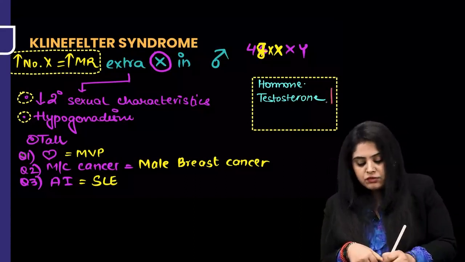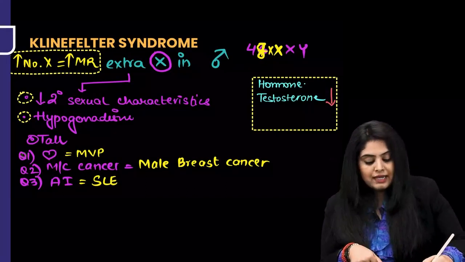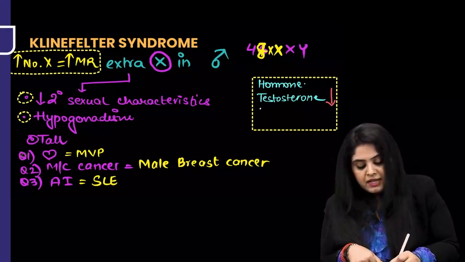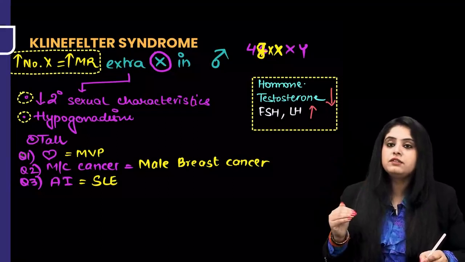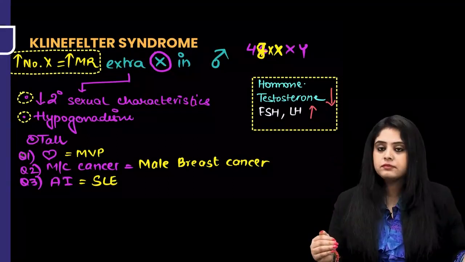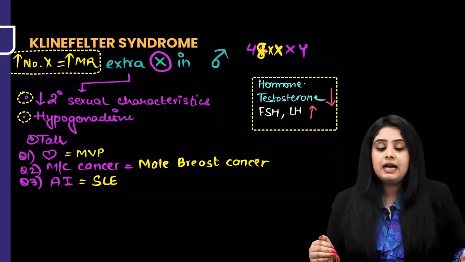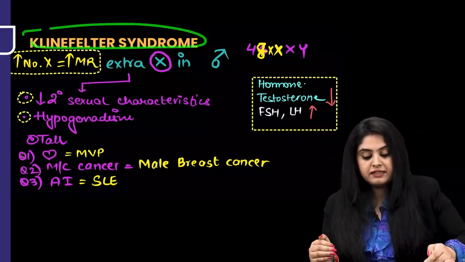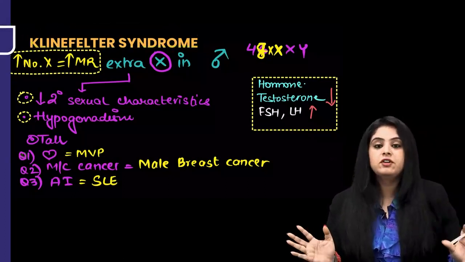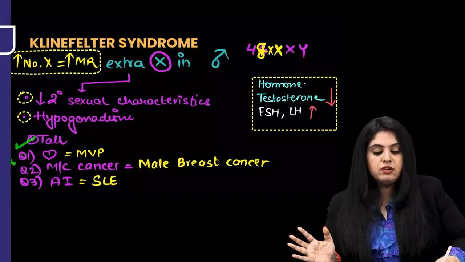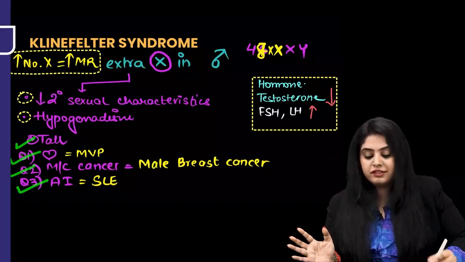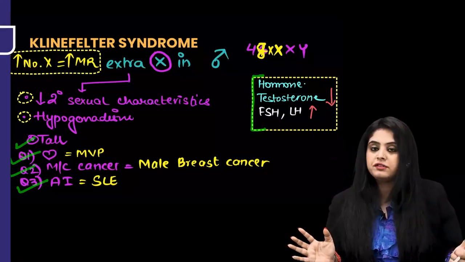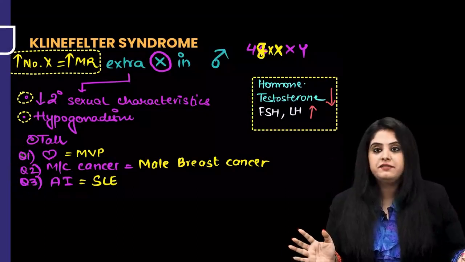So ultimately the testosterone levels shall fall down. And as a feedback, what will increase? Tell me. As a feedback, FSH and LH shall increase. Simple. So what is the hormone profile? The testosterone levels will be low, and as a feedback, the LH-FSH is going to be high. That is what you have for Klinefelter. That's the best possible one slide for Klinefelter that we can make. Tall individual with mitral valve prolapse, at a risk of male breast cancer, autoimmune disorder is SLE, and the hormone profile is low testosterone with high LH and FSH.